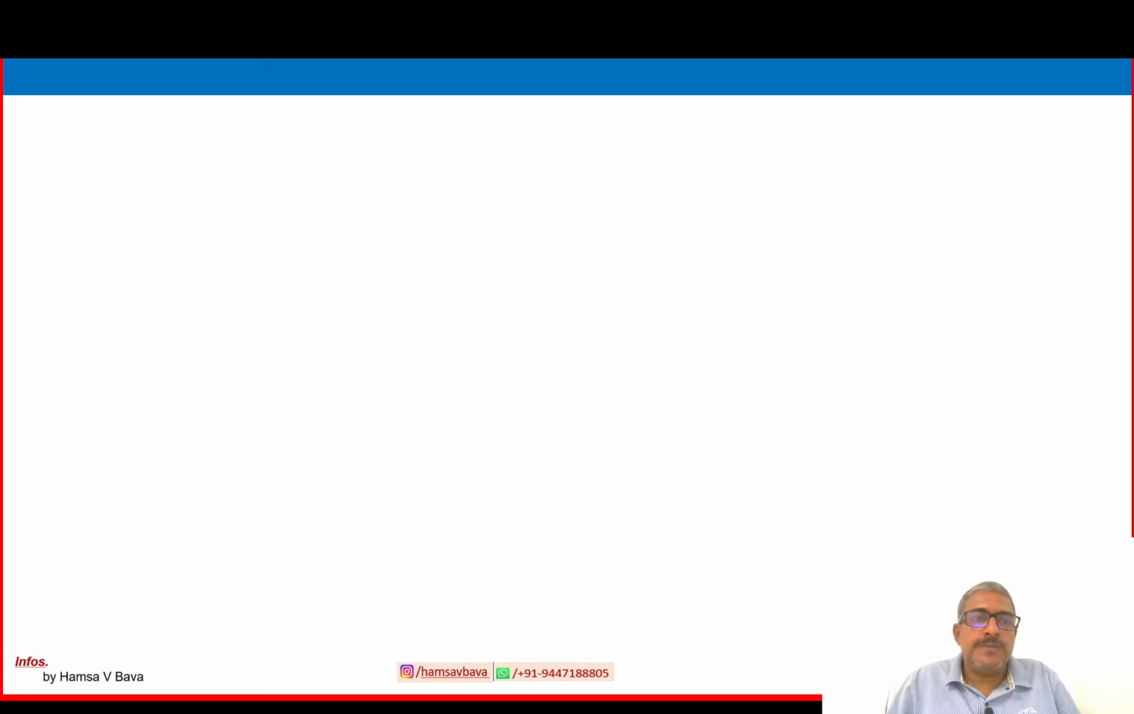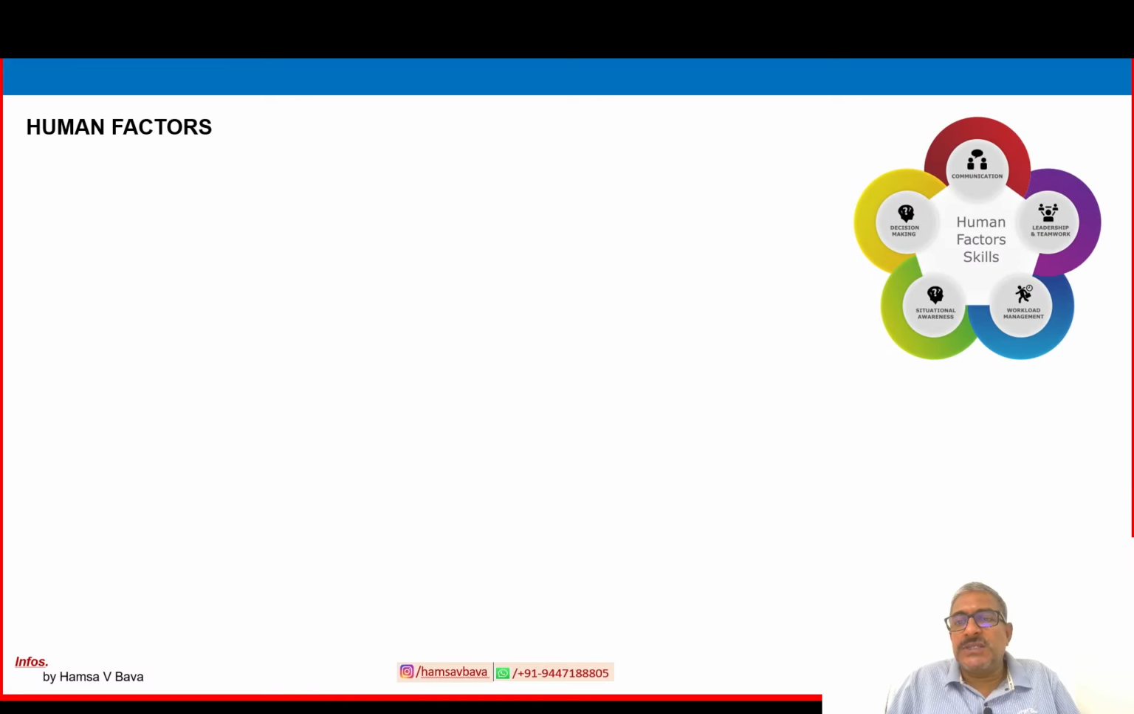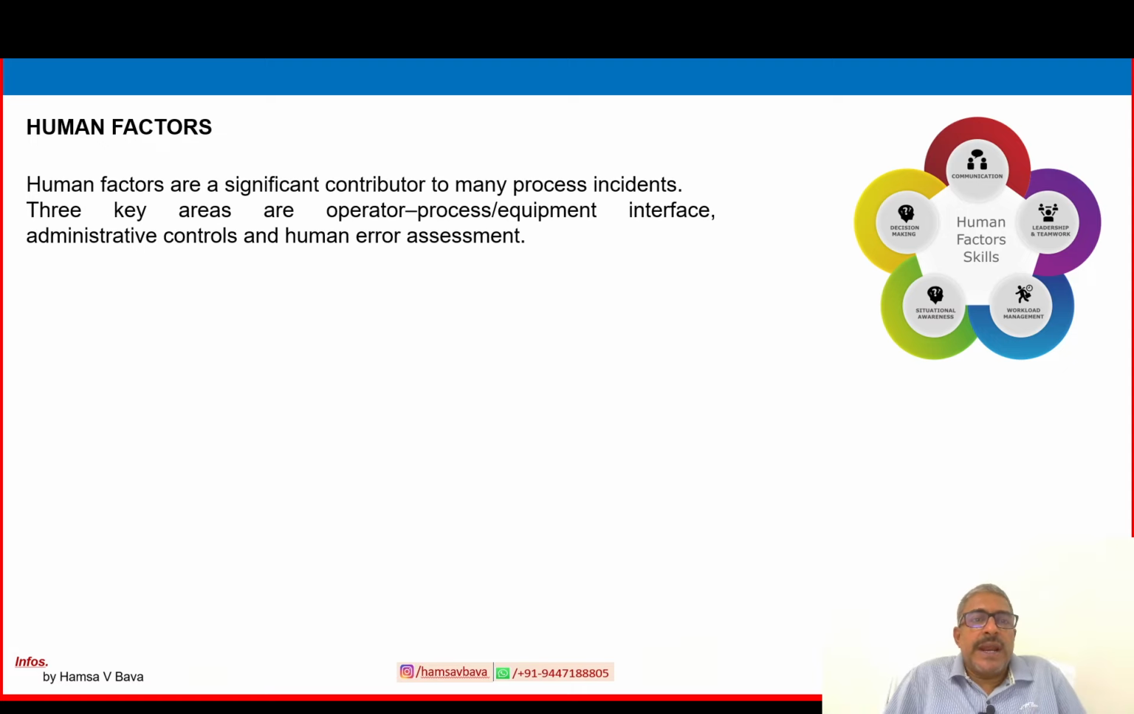The first one we will discuss is the human factors part. Human factors are a significant contributor to many process industry incidents. Of course, it is a significant contributor in all types of industry, not only in petrochemical or any other industry. Human factors are very, very important. Three key areas are operator process equipment interface, administrative control, and human error assessment. These are the key areas.